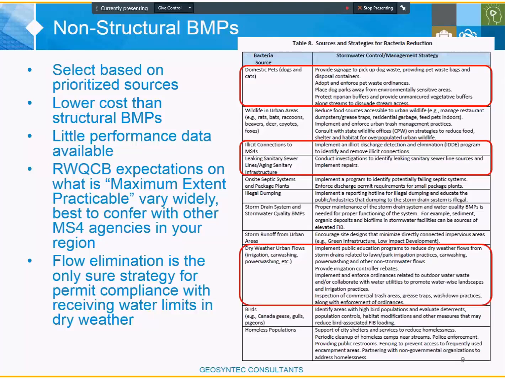So now you've identified your sources in your urban area, you've prioritized them, and now you select first non-structural BMPs to target them. Based on your prioritized sources, you align your non-structural BMPs to address each of those sources. These are selected based on your local prioritization and local knowledge. As you can imagine, non-structural BMPs are lower cost than structural BMPs, but little performance data is available on them. It's rare that you have published controlled studies on the water quality effectiveness of implementing different non-structural controls.